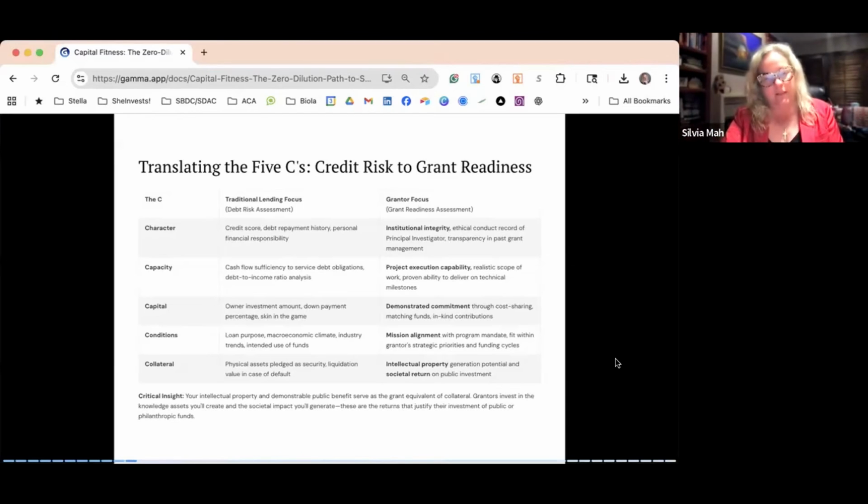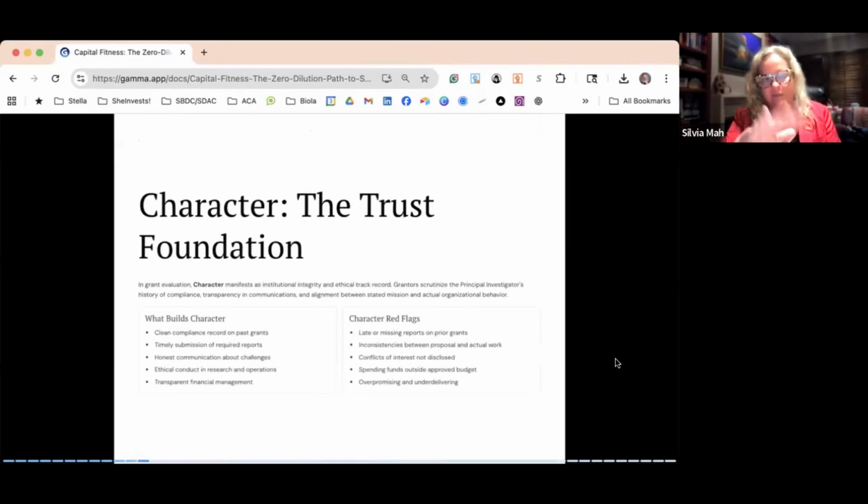So I'm going to go through each one of them. I've already gone through it a little bit, but character is more like the trust foundation. And I want to go through the character red flags, right? If you're having late or missed reports on prior grants, they'll know it. It's a small community. Another is inconsistencies between proposal and actual work. What I've seen whenever I've gone through some proposals is that the budget and budget narrative say different things than what is listed in the grant.